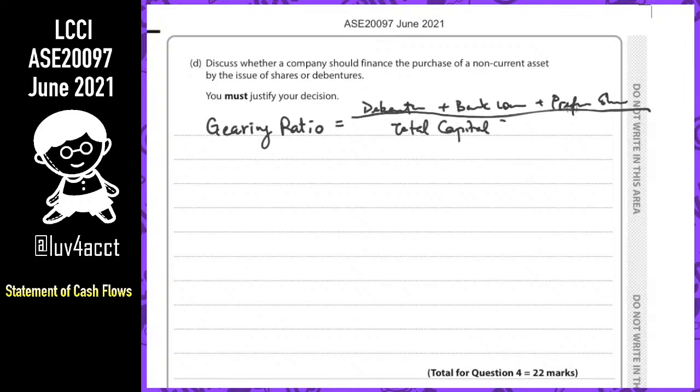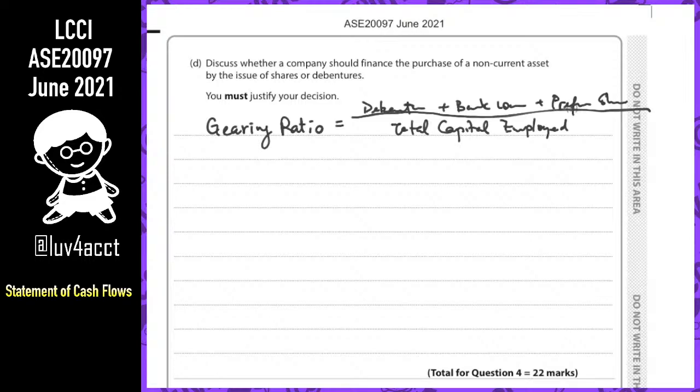Okay, so capital employed is the total capital employed, but that we know already. That is all your equity items: ordinary shares, preferred shares, reserves, plus your long-term liabilities, that is your debentures and your bank loans. So how much debt your company is in, the proportion of it. If you have more, that means you have a higher burden of interest.